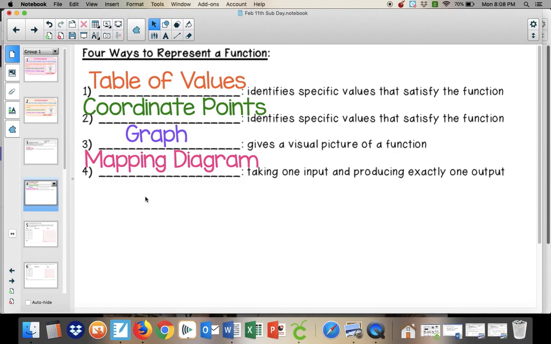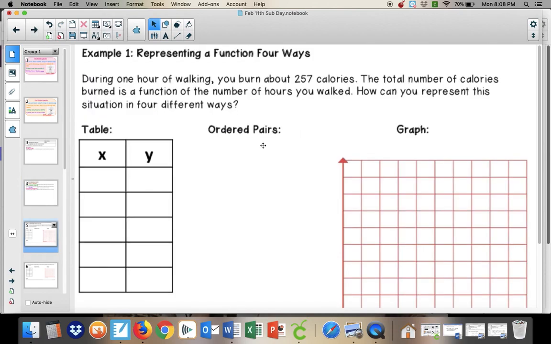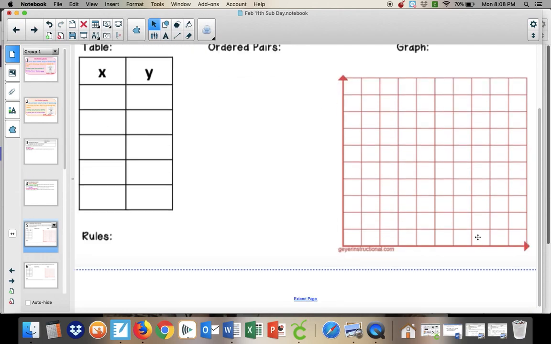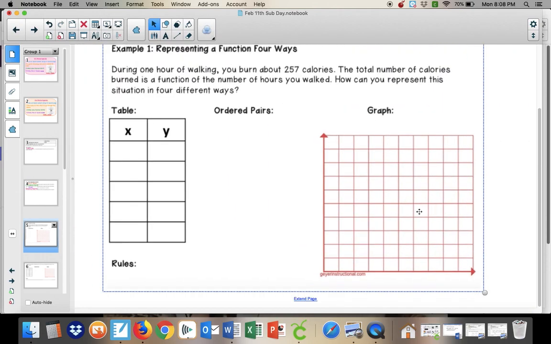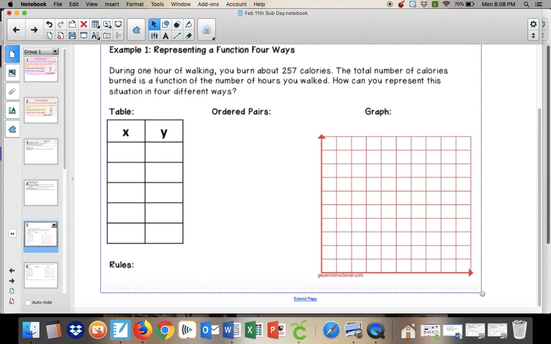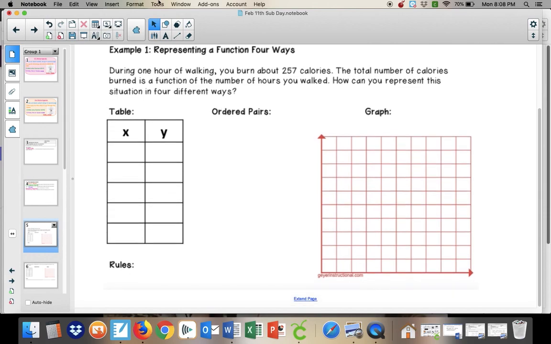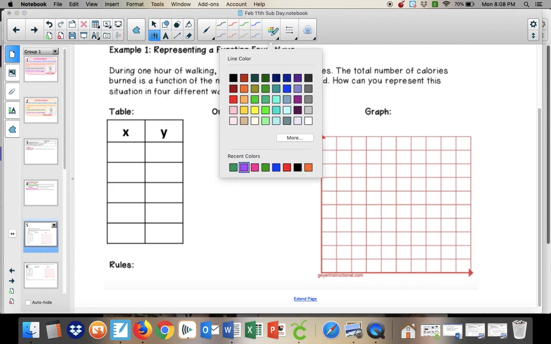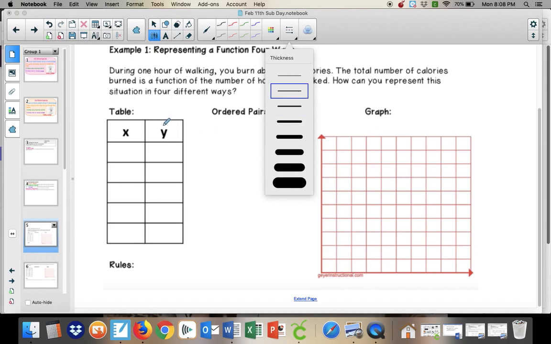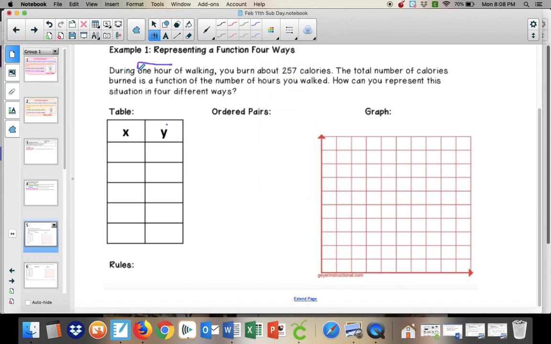So write these down, pause if you need to. Now, we are going to read the story. When you're reading, you should be underlining the important keywords, terms, all that kind of stuff. So, part of this is going through and reading our information. During 1 hour of walking, you burn 257 calories. So, per hour, you burn 257 calories.